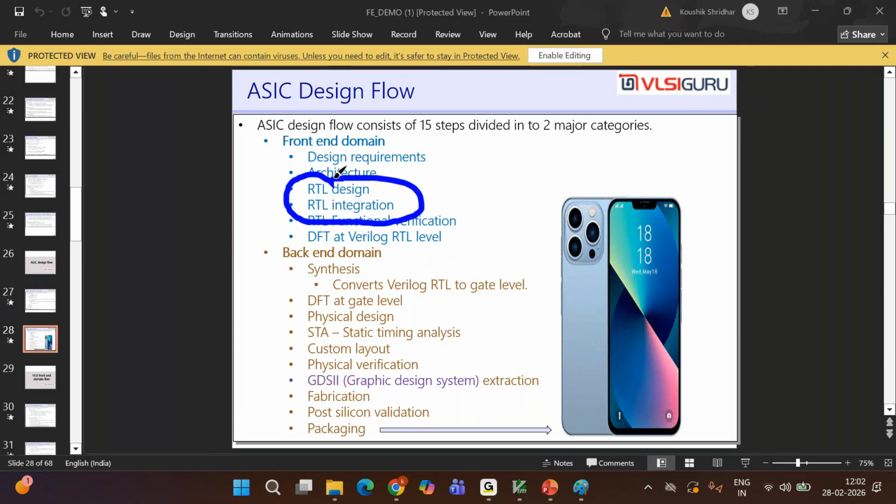Okay, so those things are not part of this functional verification course. There is a separate course called RTL design plus integration. You can inquire about that in the VLSI group. Okay, sir. Thank you.